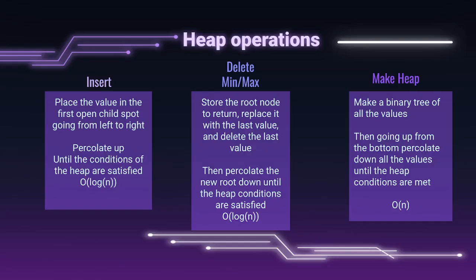So heap operations, what can you do with a heap? You place the value in the first open child spot going from left to right. I'm going to show this in just a moment after we get to the next slide. But essentially, our tree is always going to be balanced because when it's array based, when we add an element, we always add it to the end of the array. And the end of the array represents the bottom right of the tree. My pen's still charging, so you'll just have to bear with my explanation for now.